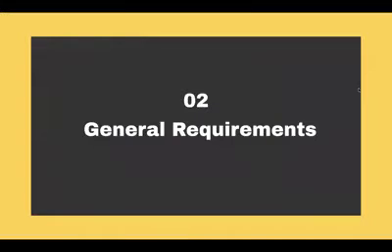Okay, so we are moving on to the general requirements. This is a research we did. This is what we conducted, the findings we had when we conducted our interviews with other people studying abroad. And these are some of the things that they mentioned to be the general requirements for application.